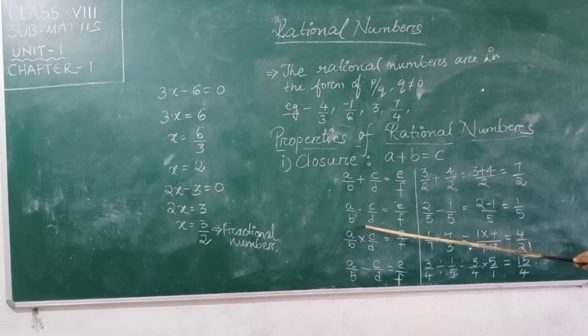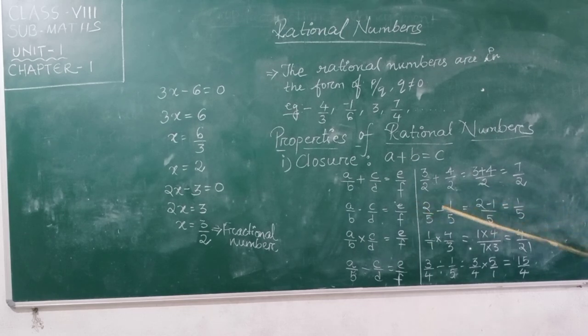Next, if we go through subtraction, a by b minus c by d equal to e by f. If you go to an example, here 2 by 5 minus 1 by 5 equal to, the denominator is the same, so the numerators you can subtract directly, 2 minus 1 by 5. What is 2 minus 1? 1 by 5.